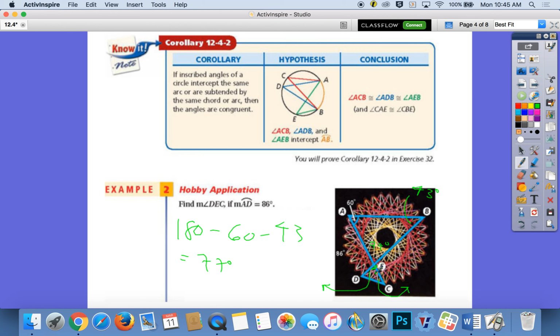Okay, well, based on my vertical angles theorem, I know that angle DEC also has to be 77 degrees. That isn't necessarily the only way of thinking about that problem, but that's how I see it.